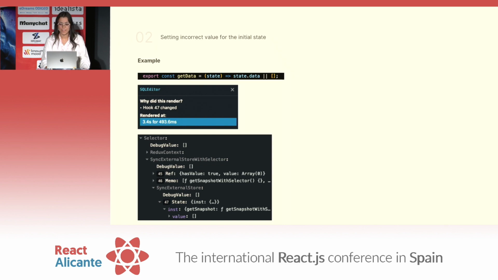Number two is setting incorrect value for the initial state. In this particular example, I was testing one part of the app that was not connected to the SQL editor, and the change there caused the SQL editor component to re-render. Then I checked why that happened, and it was because of hook 47. I switched to the components tab and found that hook.